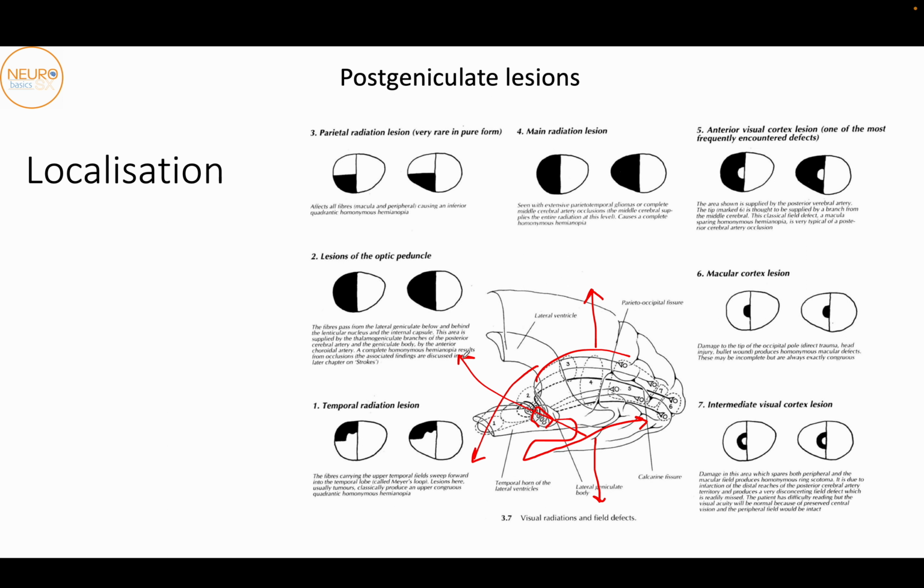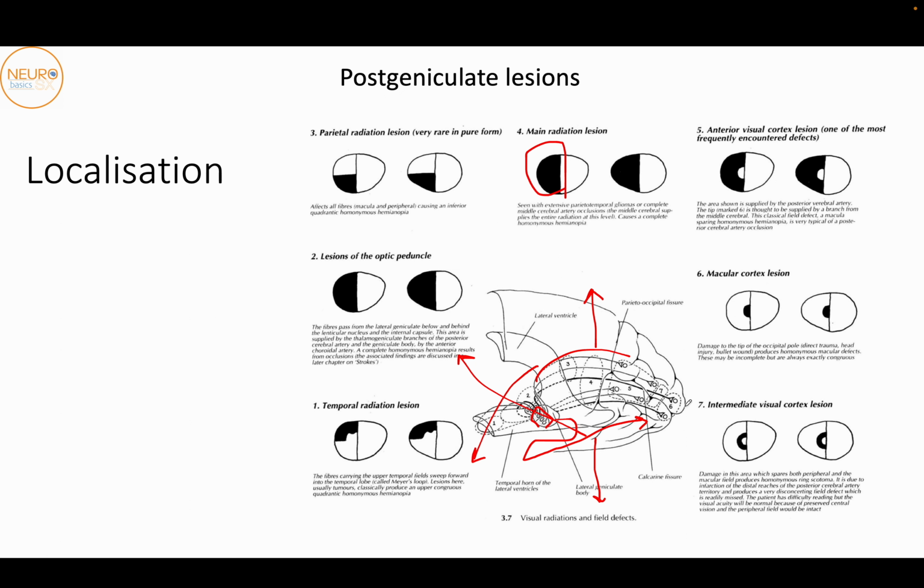So it's quite straightforward. If you have a homonymous defect in the superior visual field, okay, it is a temporal lobe lesion. If it is a homonymous defect in the inferior visual field, it's a parietal lobe lesion. Okay. Sometimes if you have a large enough lesion which is affecting the parietal lobe and the temporal lobe, then you can get a full homonymous hemianopia.